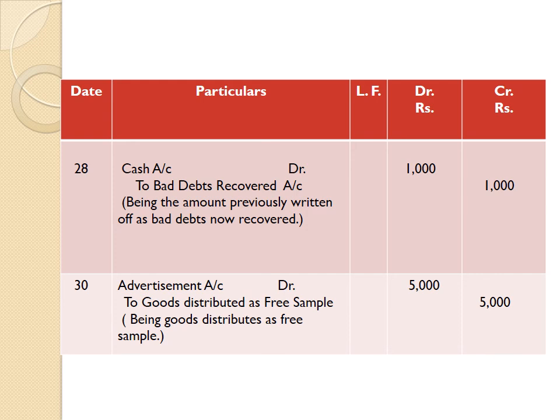Last entry, goods distributed as free samples of rupees 5,000. Here two elements are there. Goods distributed as free samples, that is part of advertisement. So advertisement account debit 5,000. To goods distributed as free samples 5,000, being goods distributed as free samples.